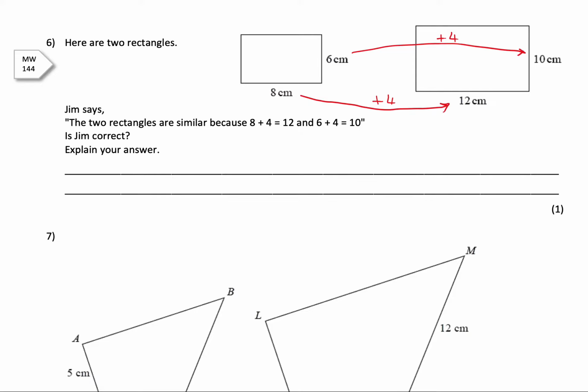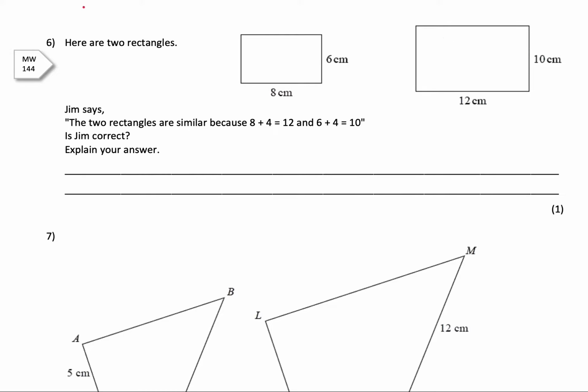Is Jim correct? Well, no. And quite often on these sorts of questions, when they ask you if somebody's correct, the answer is no. Not always, but most of the time. And that's because similar shapes don't work like that. So in maths, when two shapes are similar, it means that their lengths of corresponding sides are in proportion. Okay, so get rid of those.